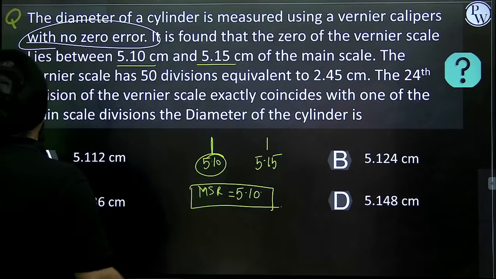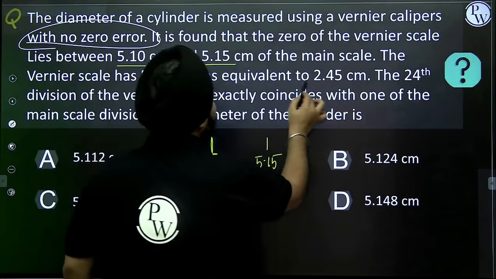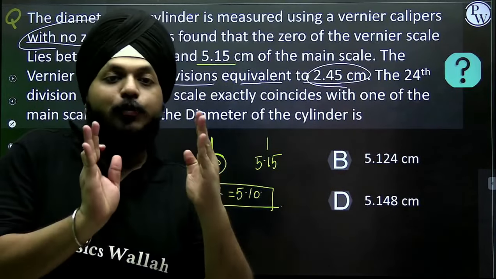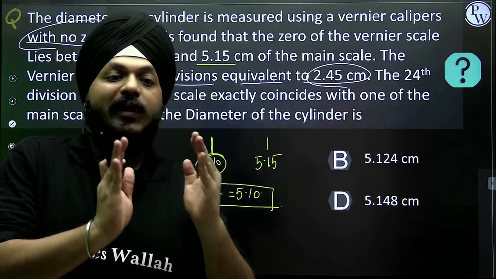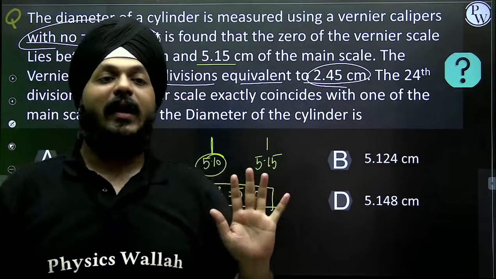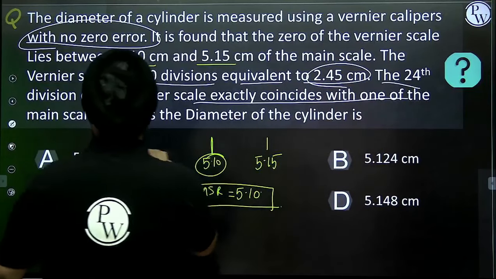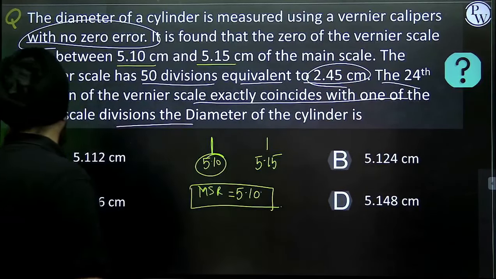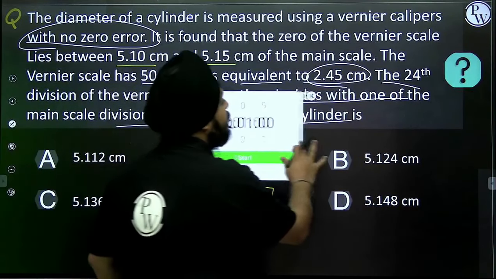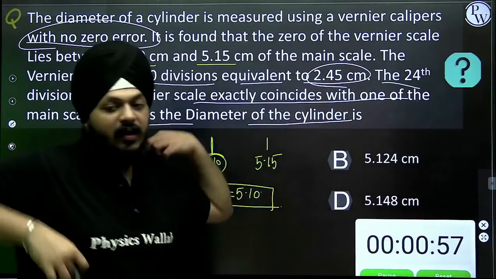Now let's see what they are saying. No zero error is given. The Vernier scale has 50 divisions equivalent to 2.45 centimeter, so 50 divisions of the Vernier scale span 2.45 centimeter. The 24th division exactly coincides with one of the main scale divisions. Then what is the diameter? Let's give you all a minute to solve this. It's very easy, we have to just apply the total reading formula.